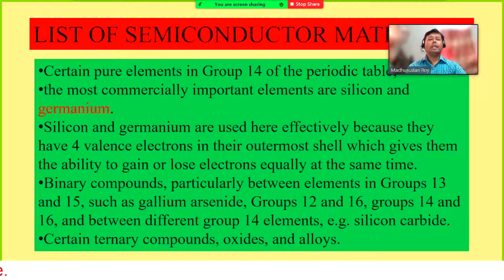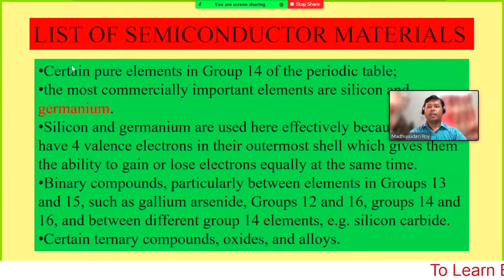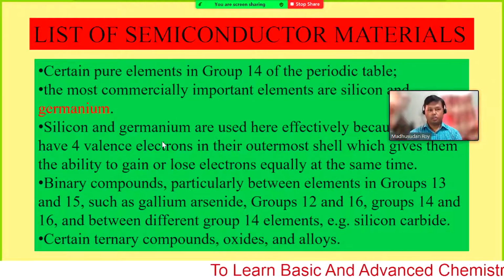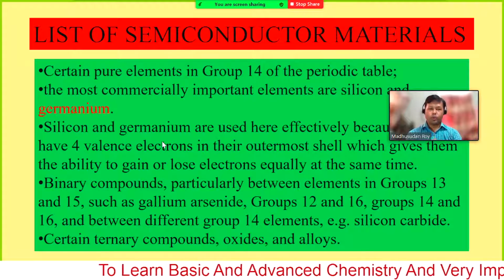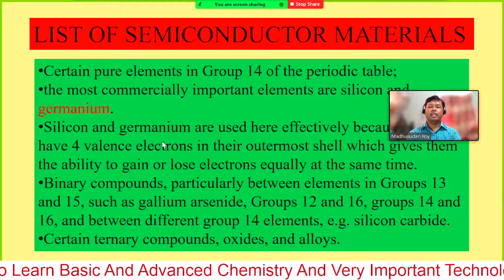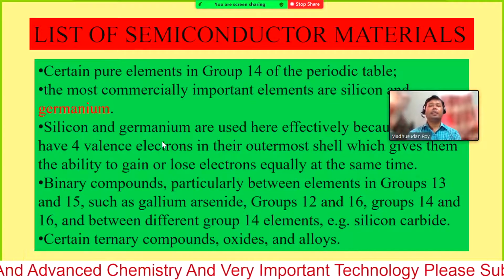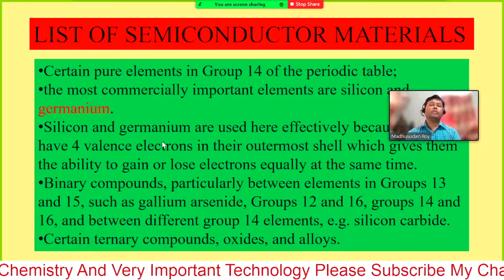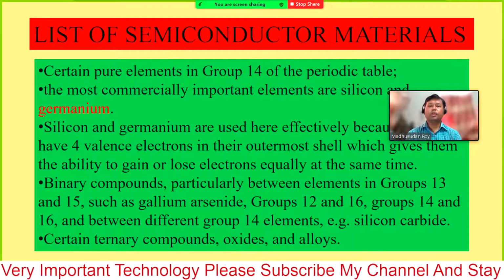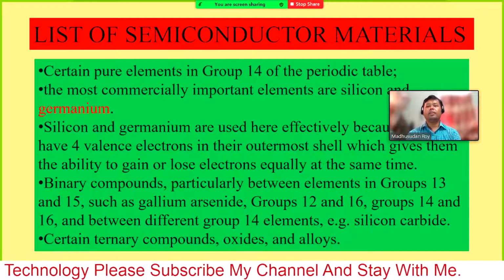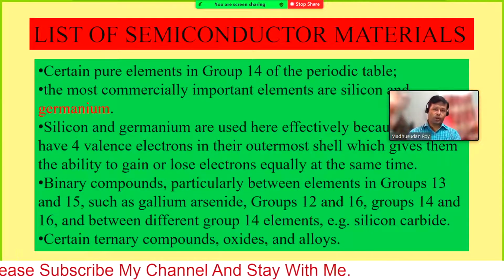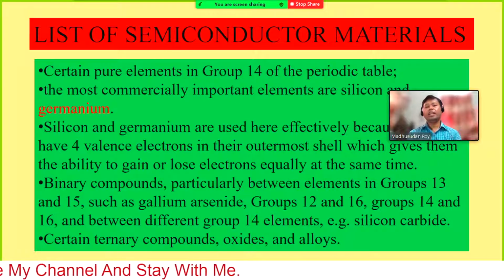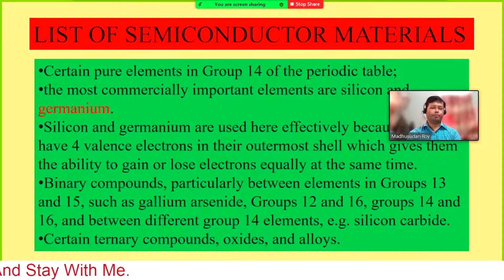So what types of semiconductors can we have? List of semiconductor materials. Some pure elements, which we have already mentioned, are group 14 elements, that means carbon, silicon, germanium. These elements have 4 outermost electrons. Certain pure elements in group 14 of the periodic table are considered semiconductors. And the most commercially important elements are silicon and germanium. I already taught about silicon, so next class we will learn about germanium.